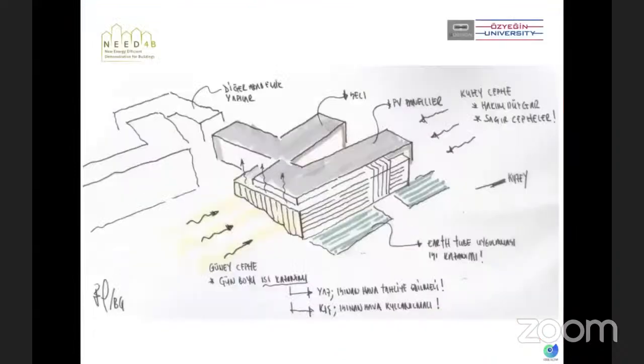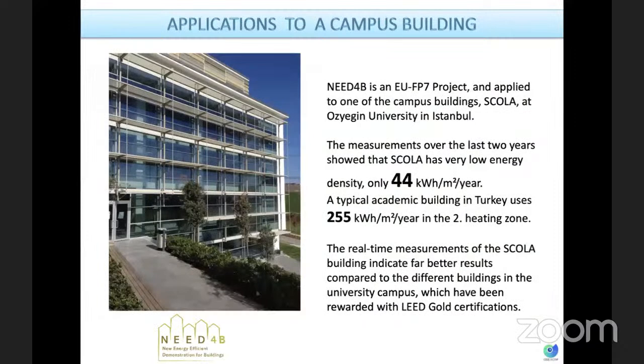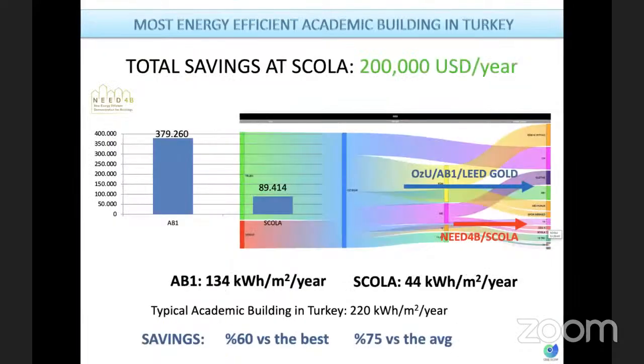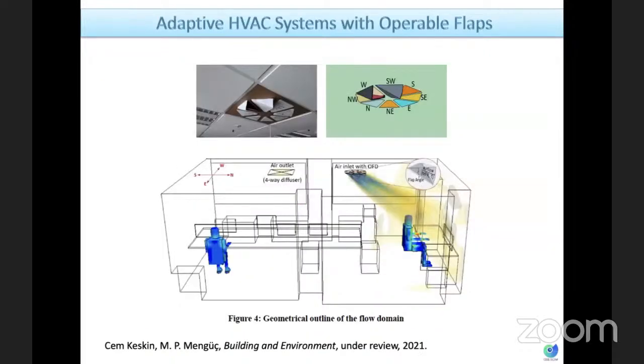And from this picture, we begin to come out with the complex systems where integrated engineering and architecture are done together. That helped us a lot. We came out with the most energy efficient building in Turkey, where the energy density we use is the lowest among all academic buildings. We have measured it in a number of different ways, and the bottom line is we save more than $200,000 a year from the operation of the building compared to a much better building than the average, which is our flagship building. We continued working on that.